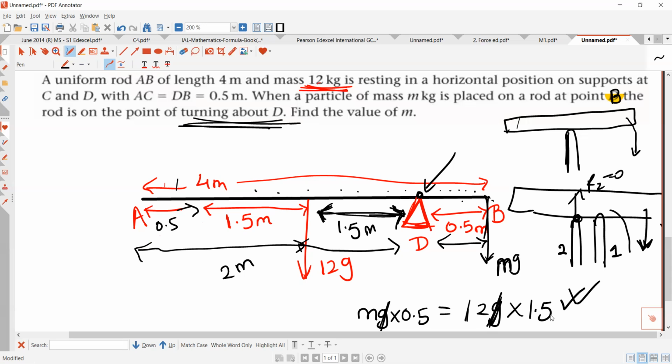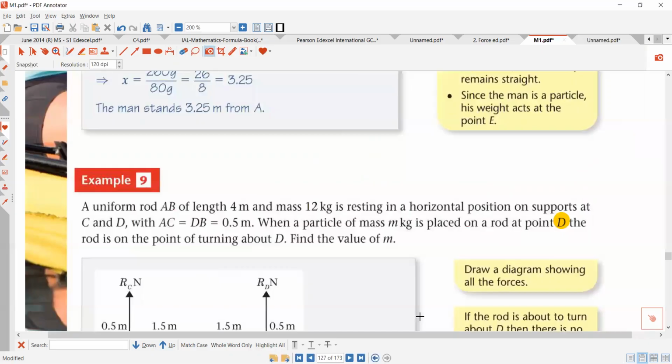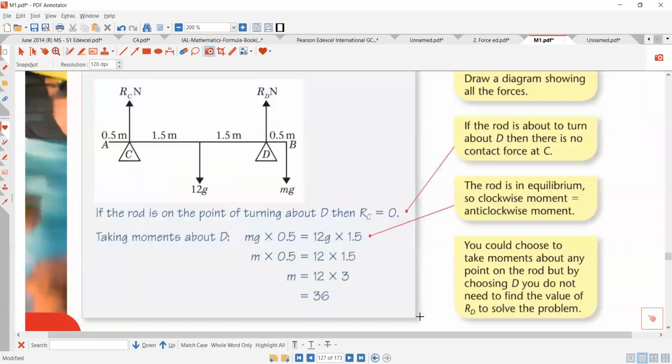M is equal to 12 into 1.5 divided by 0.5. That's your answer. M equals 12 into 1.5 divided by 0.5. Find the answer. Answer is how much? 36 kg. I hope every one of you got the answer. Understood? Yes, got.